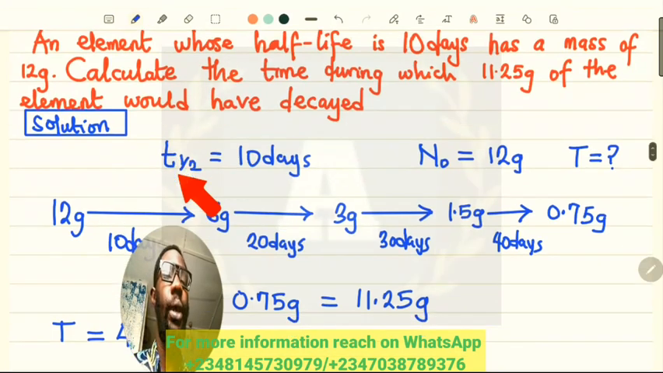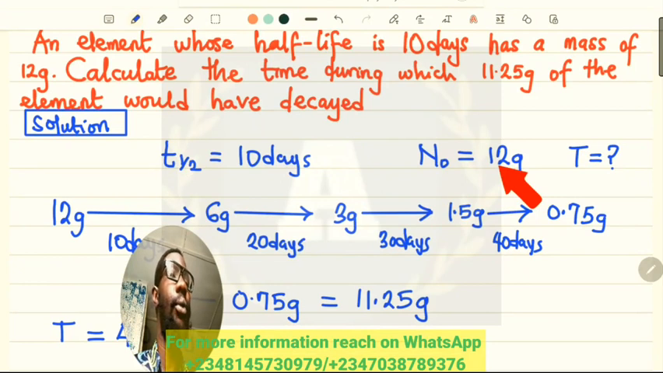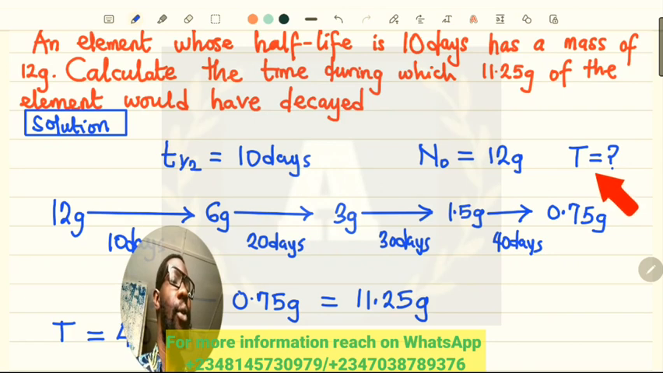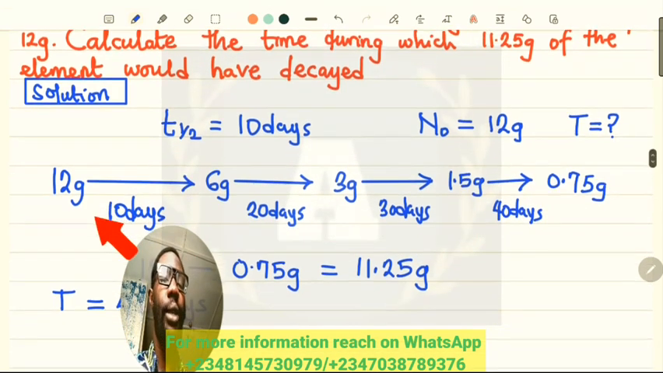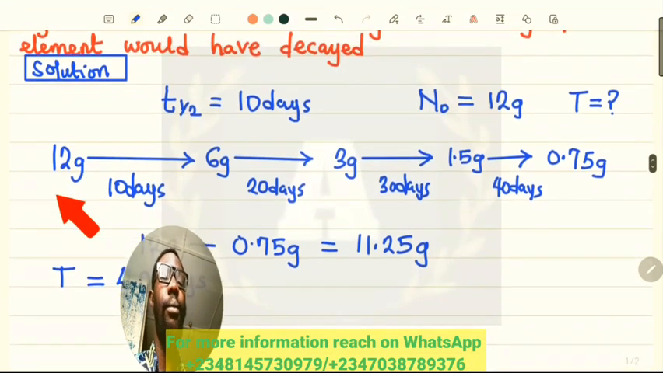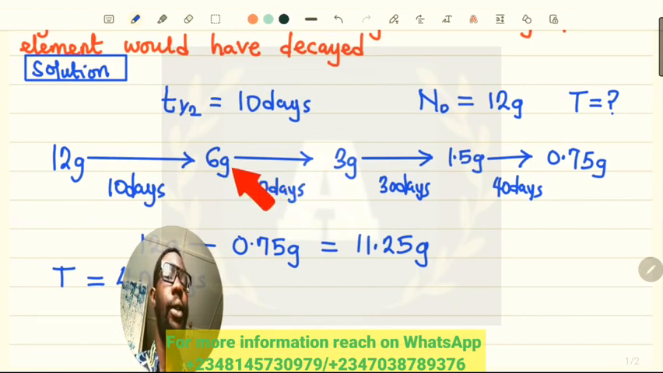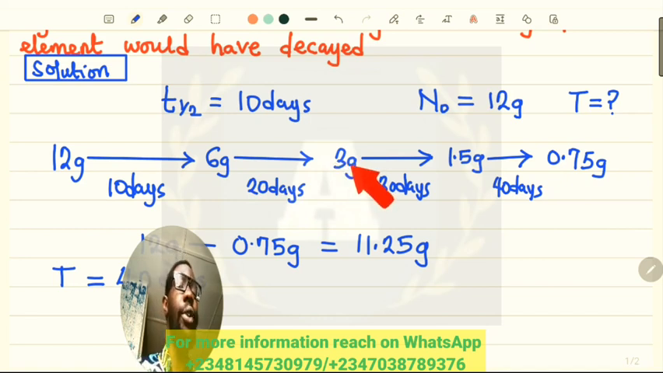So we wrote down the half-life, which is 10 days, the initial mass of the sample, which is 12 gram, and also the time, which is unknown. We have to calculate the time. So we write down the initial mass, 12 gram. After 10 days, it reduces to 6 gram. After 20 days, it reduces to 3 gram.